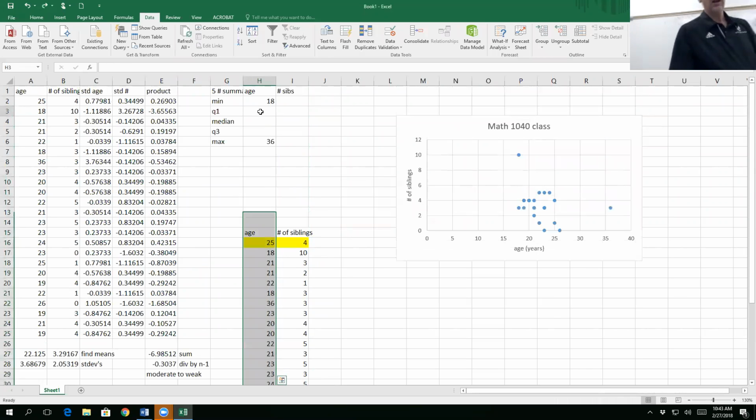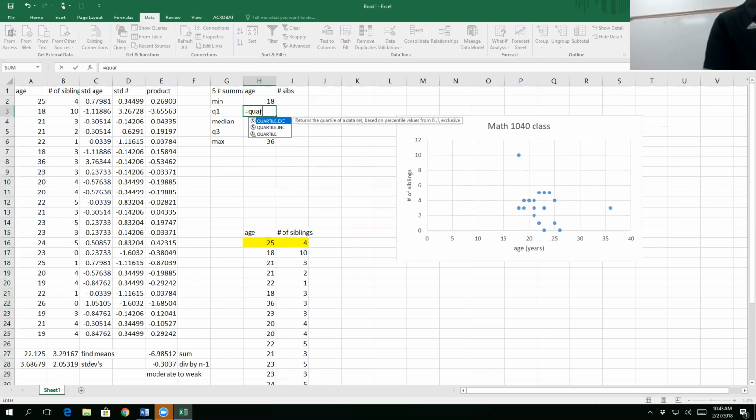All right. How do I find the quartile? The Q1 equals quartile. Which one?